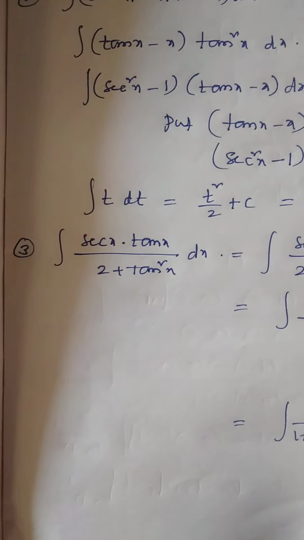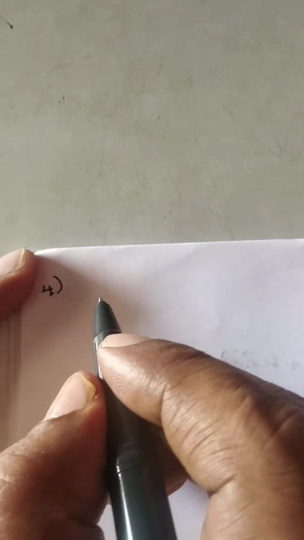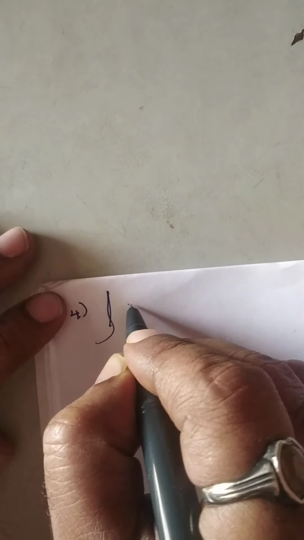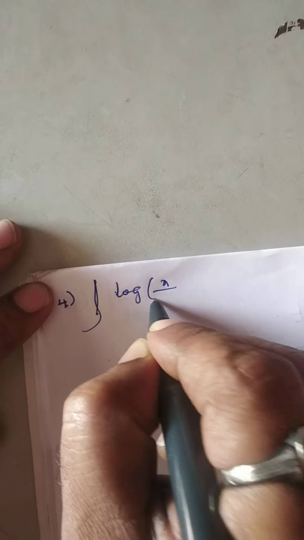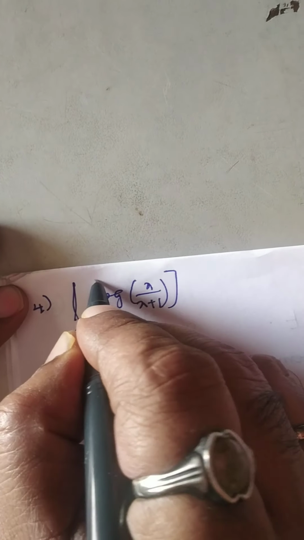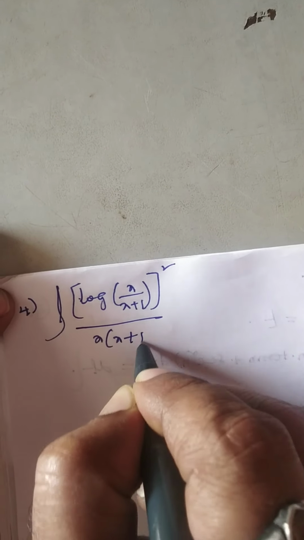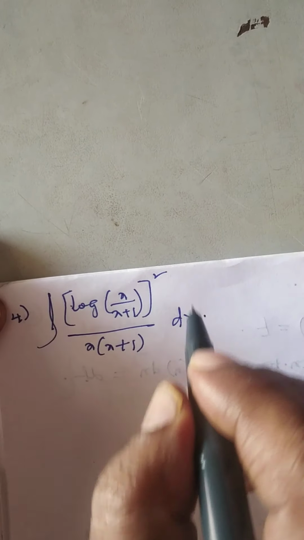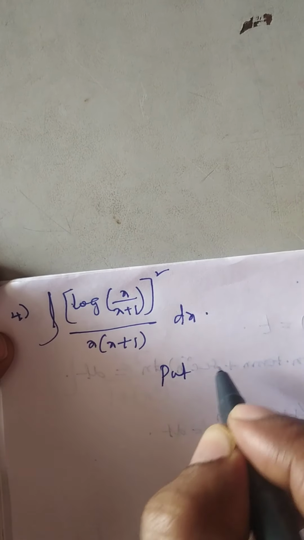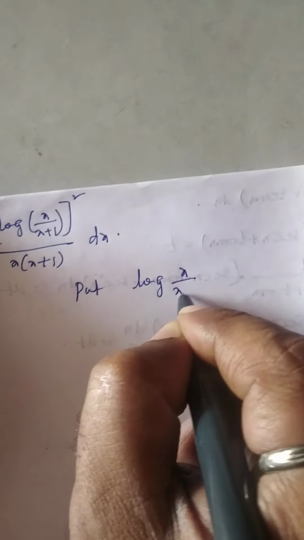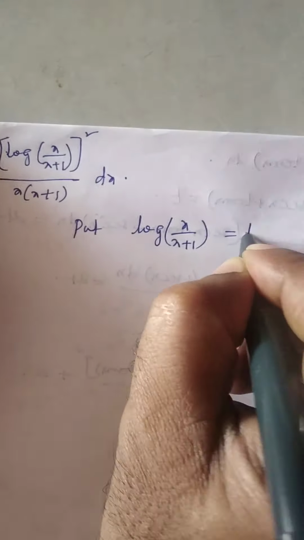Next, coming to problem number 4. Integration of log of x by x plus 1 whole square by x into x plus 1 dx. So here put log of x by x plus 1 as t.